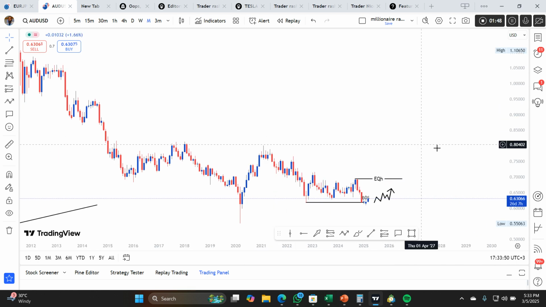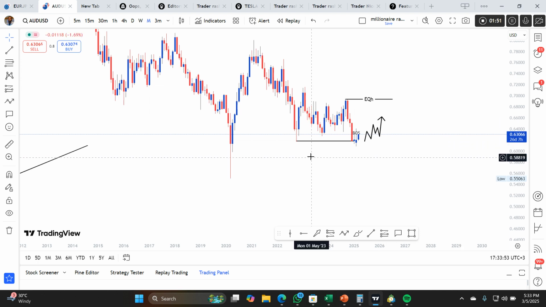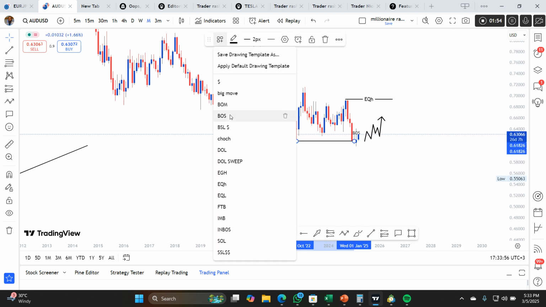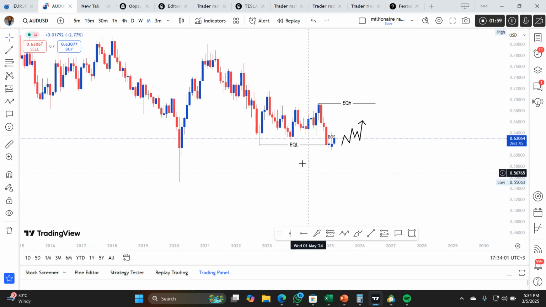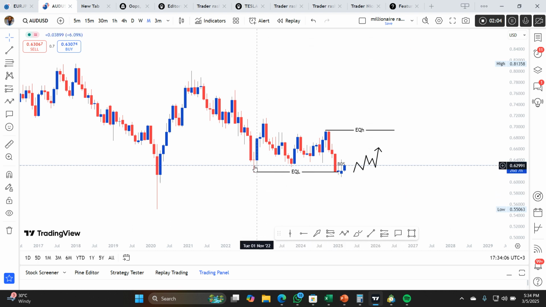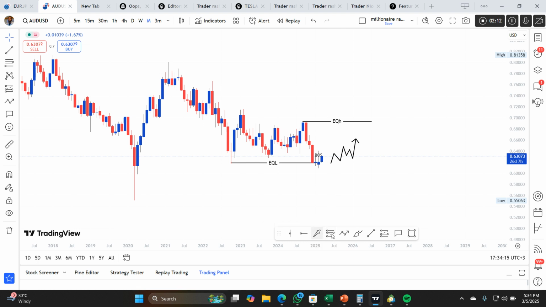Now, if I zoom in to see what I have currently, I can see buy side liquidity and sell side liquidity. The sell side liquidity, an area of equal lows that was resting below this area, has been taken out. Once the sell side liquidity has been taken out, the next liquidity to target is the buy side liquidity, the equal highs resting above these positions. So we will see what the market has for us.